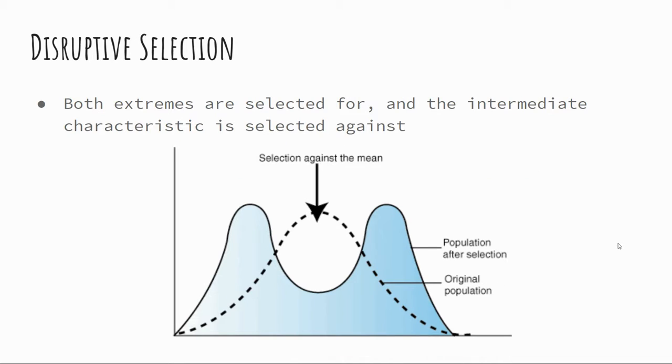And then you have disruptive selection, and with disruptive selection we see that both of the extreme conditions are selected for while the intermediate or the middle condition is being selected against. And this is basically a reverse bell curve if you want to look at it that way.